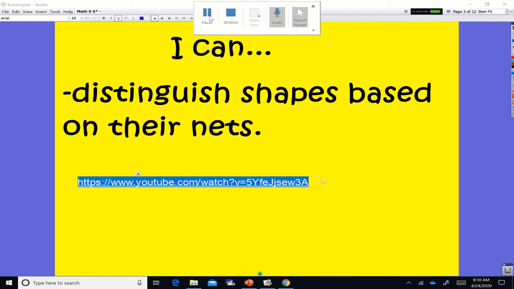Our I can statement for today is I can distinguish shapes based on their net. Now, some of you may be asking, well, what's a net, Miss Demmer? Well, a net is a flattened 3D figure that can be turned into a solid figure. And I'm going to show you an example.